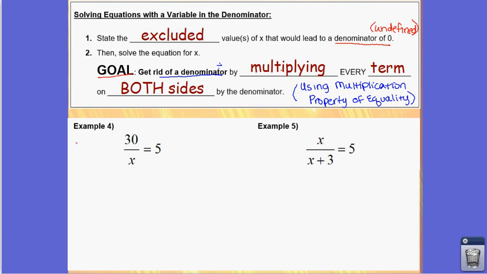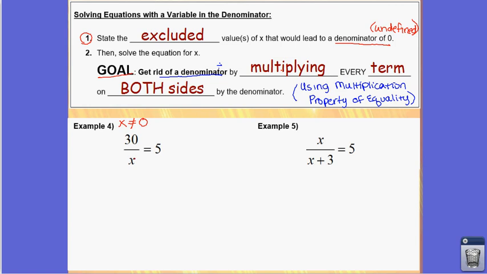Okay, let's check out example 4. Our first step is we're supposed to state any values that should be excluded because they lead to a denominator of 0. So looking at this equation here, I notice that the left side could certainly be undefined when x is 0. So I have to state at the beginning that I know x is not allowed to be 0. That cannot possibly be a solution. 30 divided by 0 would be undefined. So it definitely could not give a solution of 5.